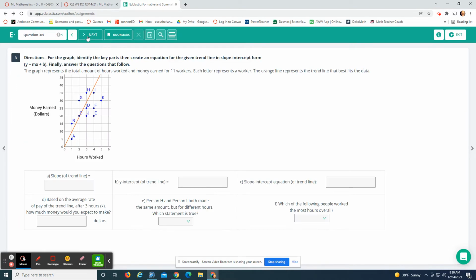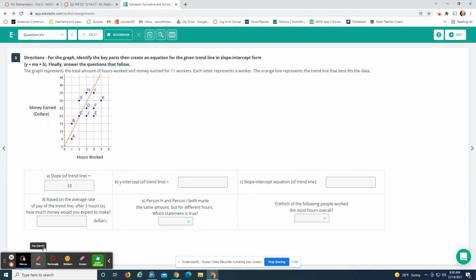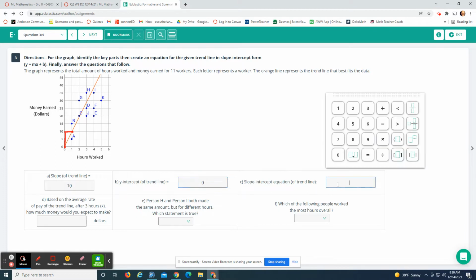And for number 3, we already talked about this one. It rises 2 and goes over 1, but it's not just 2, it's 10 because it's counting by 5. So it goes up 10 and over 1. So the slope of this line is simply 10. And you can check that just by going, well, it crosses there and crosses there. It goes up 10 and over 1. The y-intercept is right here in the corner, which means it's 0. The equation we would then write would be y equals 10x.